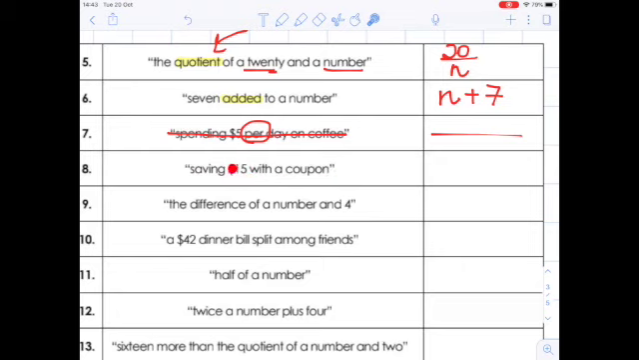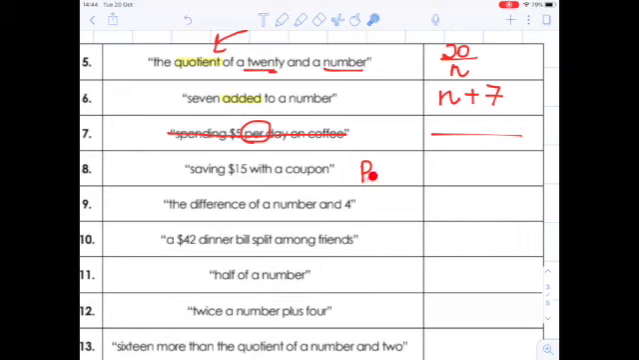Ooh, this one's hard. Miss Sarah, but saving wasn't one of the words you taught us. That's right, it's not. So let's think about the context behind this. With a coupon, you save money, right? So let's suppose you go into a restaurant and the food you're going to order has a certain price, right? And then if you have a coupon, you get a discount, in this case, of $15.